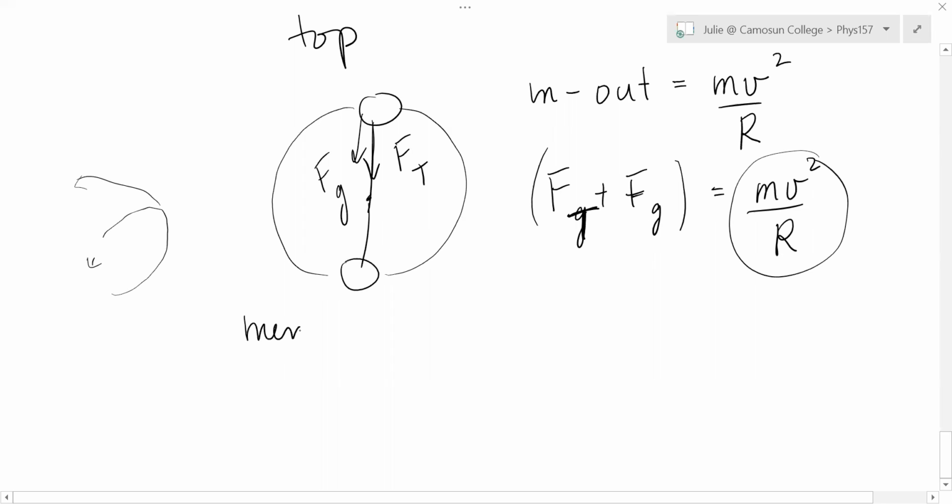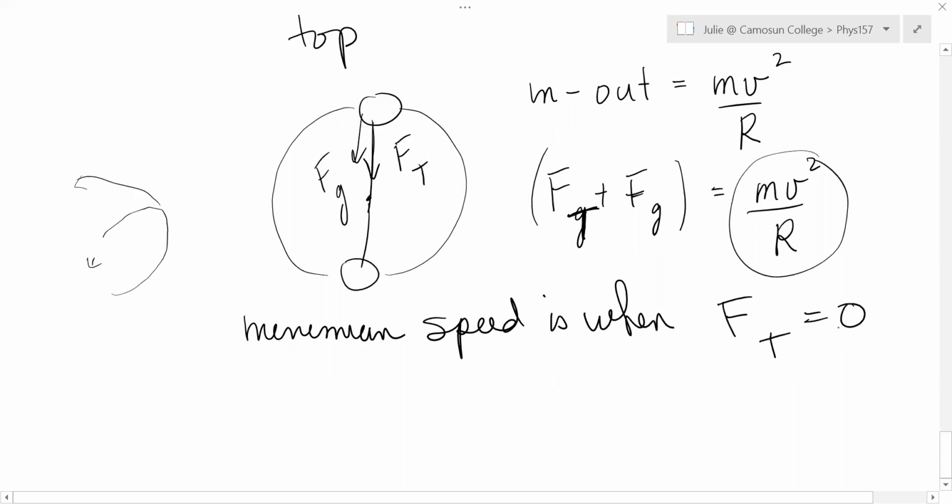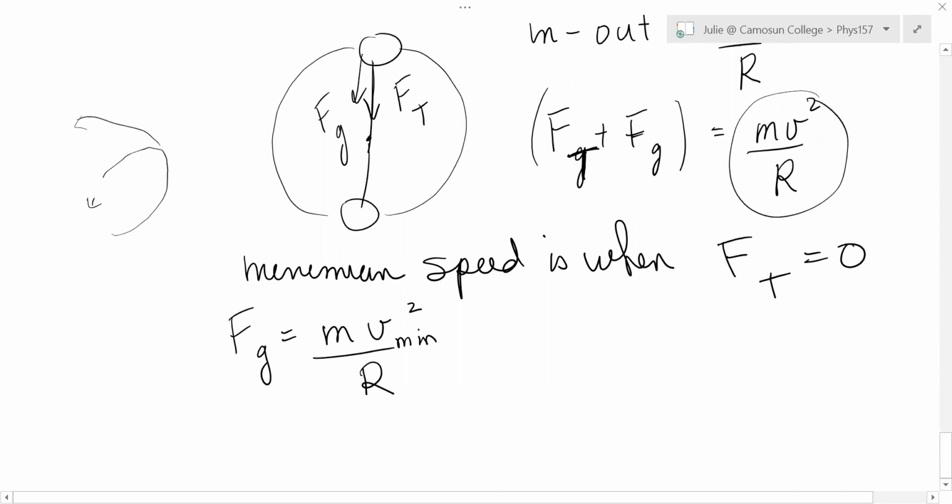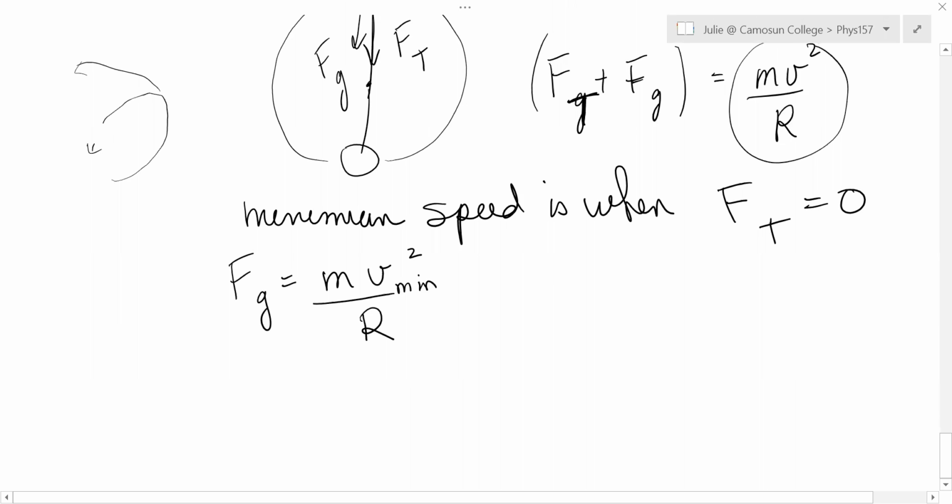And the minimum speed is when ft equals 0. And so it's fg is equal to mv minimum. And I goofed this up. I don't know what I was thinking when I was doing the introductory video. I solved this equation wrong. And I don't know, I left ft or did something crazy. Okay, mv min squared over r. And so mg is mv min squared over r, which means v min, here it is again, root gr.